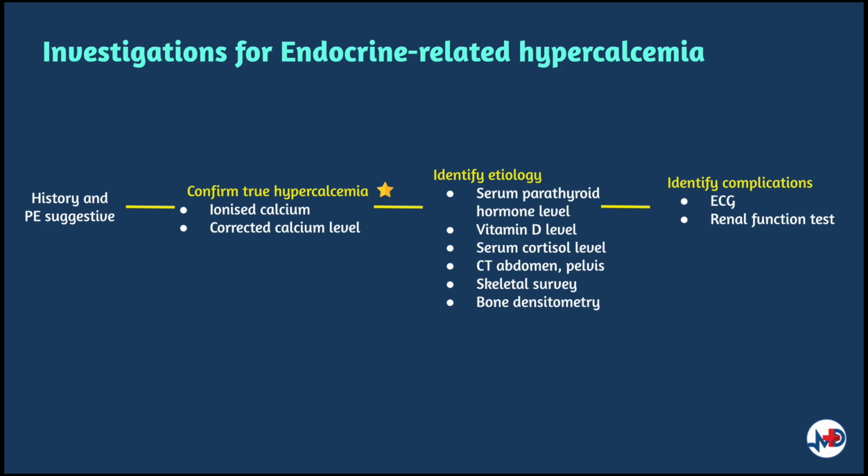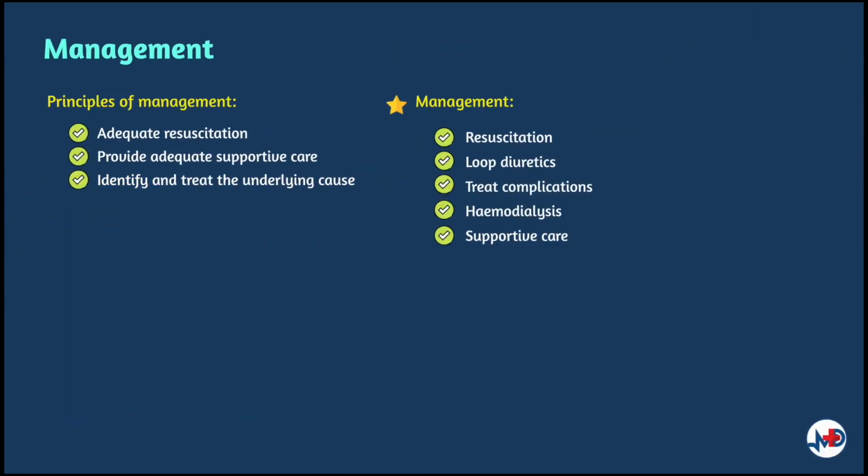Lastly, a few tests are done to evaluate the complications, such as electrocardiography to assess arrhythmias, and these ECG findings are typically ST segment elevation, biphasic T waves, prominent U waves, and shortened QT intervals. Renal function tests can also be done to calculate the glomerular filtration rate. Now, let's take a look at the management.